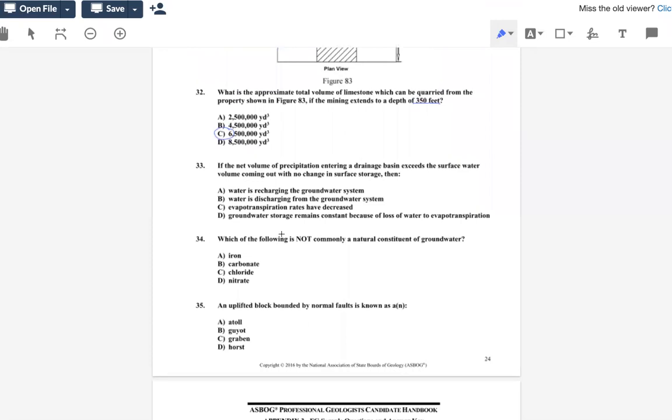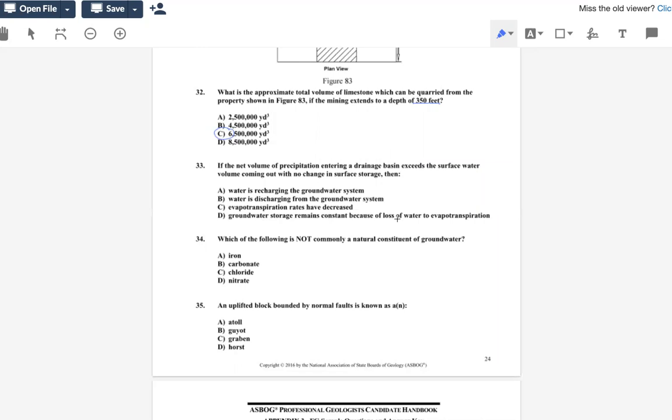33, if the net volume of precipitation entering a drainage basin exceeds the surface water volume coming out with no change in surface storage, then water is recharging the groundwater system, water is discharging, evapotranspiration rates have decreased, groundwater storage remains constant because of loss of water to evapotranspiration. So let's define a few things here. I think that's important. Recharge.